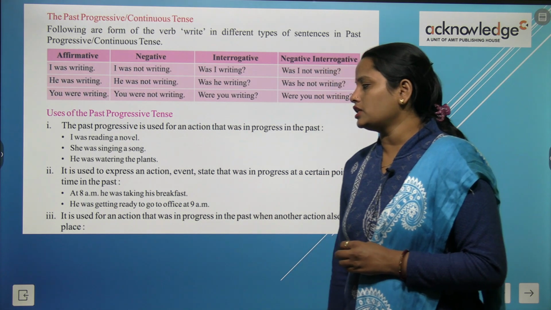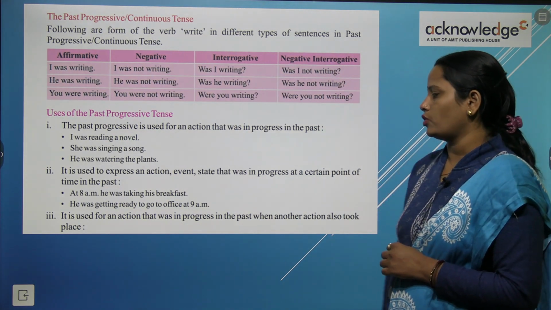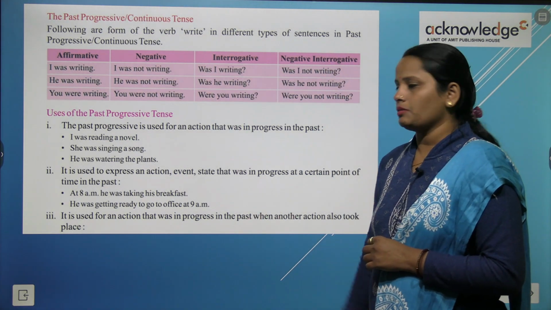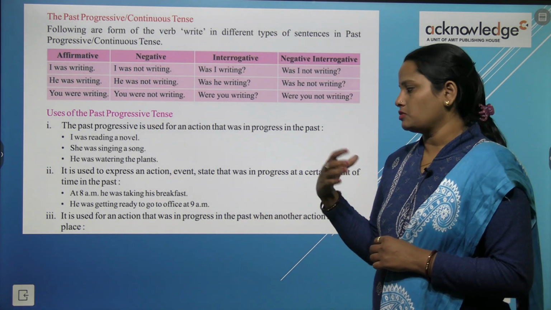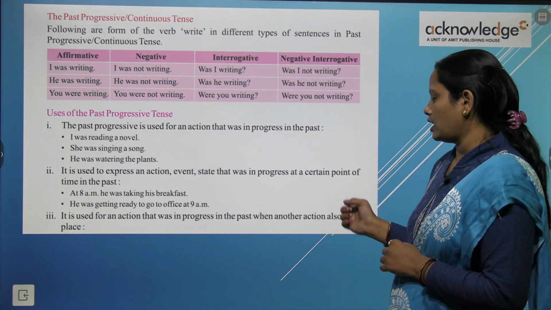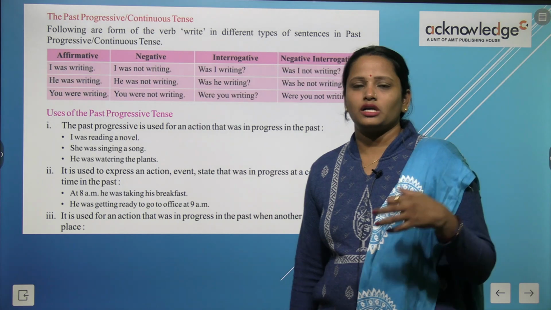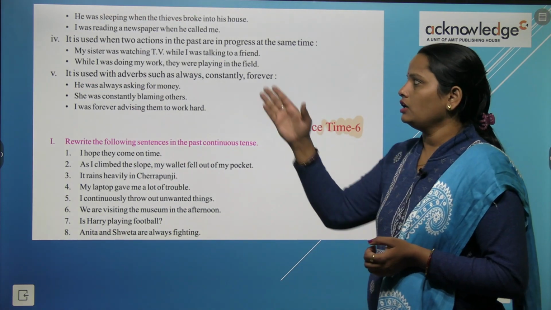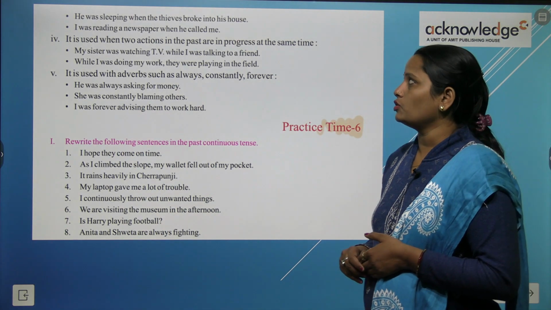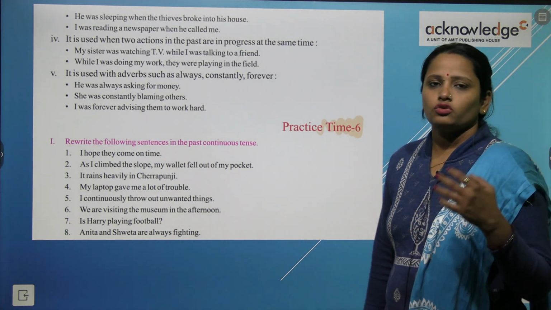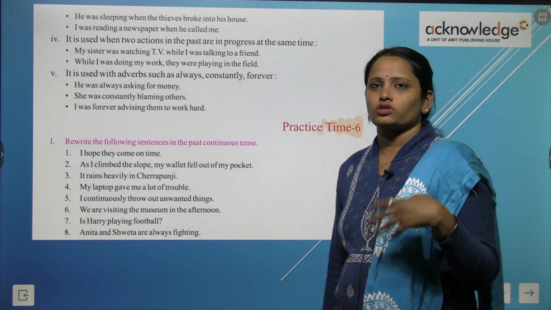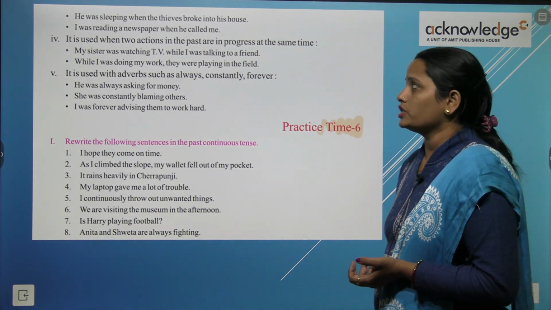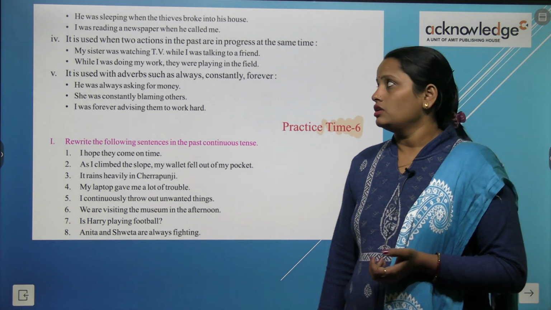Now the third one is it is used for an action that was in progress in the past. So ऐसा action जो past में चल रहा था when another action also took place, और उसी बीच में एक दूसरा action भी start हो गया. He was sleeping when the thieves broke into his house. So वो सो रहा था और उसी समय चोर उसके घर में घुस गए. I was reading a newspaper when he called me.